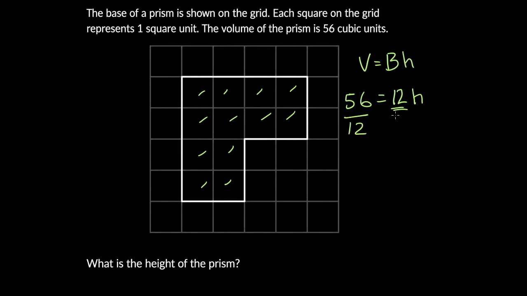12 times what is equal to 56? Divide both sides by 12, and so we get our height is equal to 56 over 12, which is the same thing as, let's see, it looks like both the numerator and the denominator are divisible by 4. So 4 goes into 56, what is that, 14 times? Yeah, 10 times 4 is 40, and then another 4 times 4 is 16. So this is 14 over, and if you divide 12 by 4, you're going to get 3. 14 over 3.